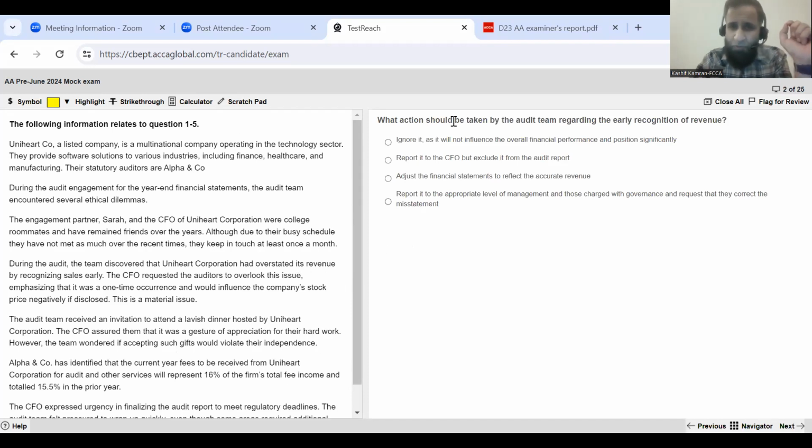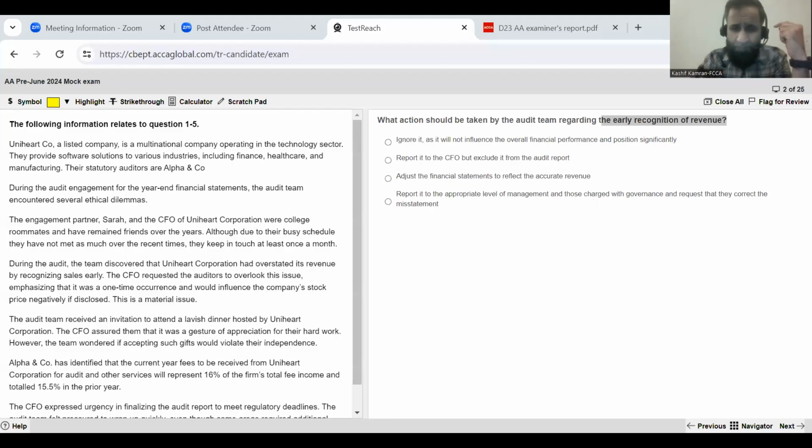What action should be taken by the audit team regarding the early recognition of revenue? So there is an early recognition of revenue. Okay, so we were discussing the first OT question. I hope you all got clarity on that. We were on the second OT question when we got some sort of disconnectivity. I hope you're all clear with it.